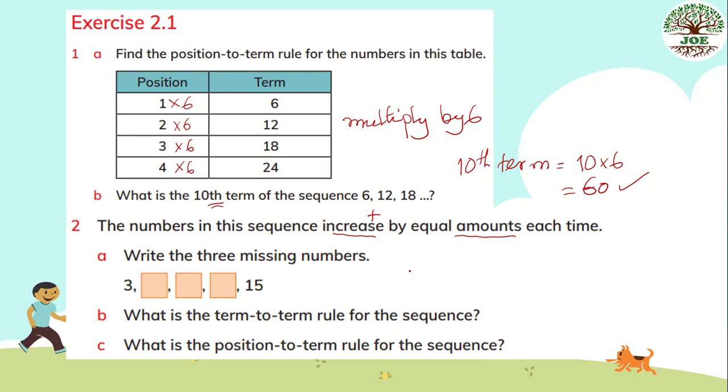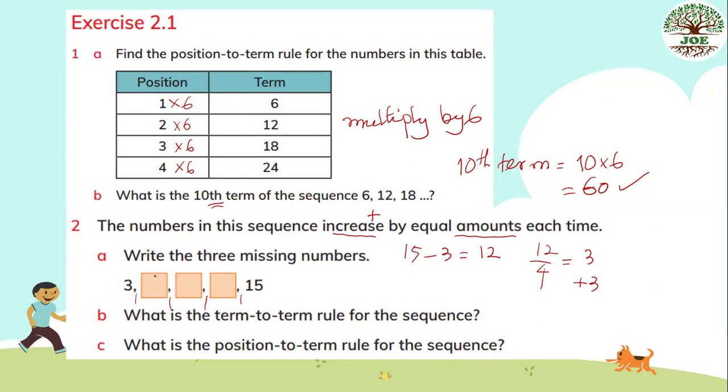So the first step is we have to take the difference between them. 15 minus 3 is 12. Now there are 5 terms, which means there are altogether 4 gaps. 1, 2, 3, 4, 4 gaps. So we have to divide 12 by 4. So each gap is 3. So it means that we have to add 3 each time.